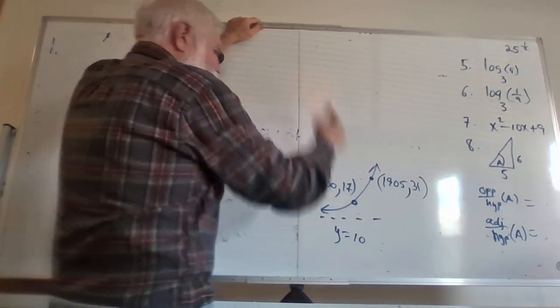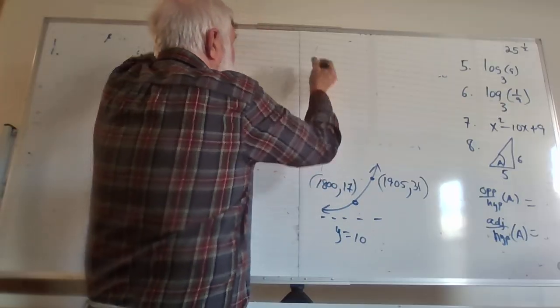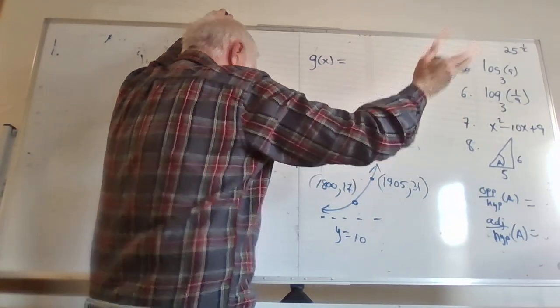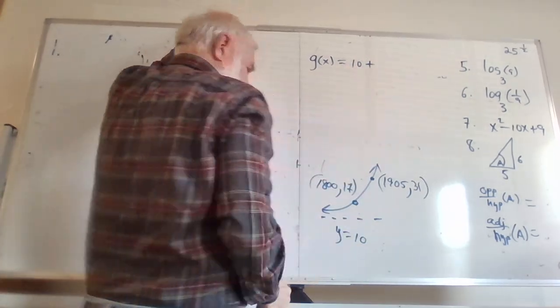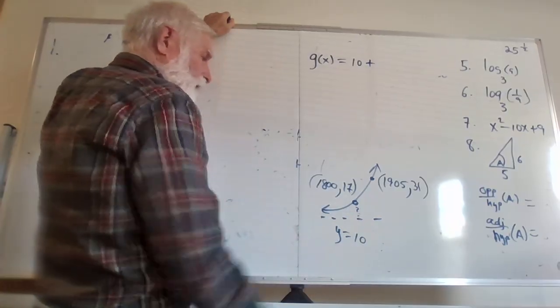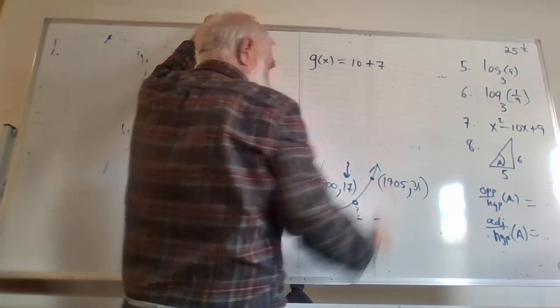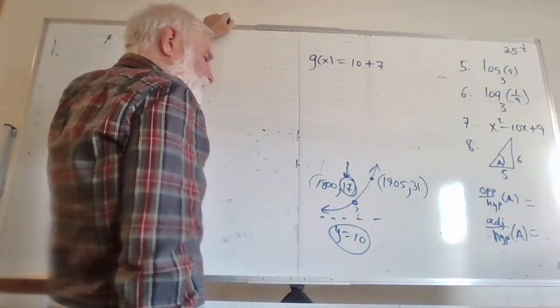All right, so what do I see? I see that I have a graph that's above 10. Let's call it g of x. Might as well introduce something. G of x, let's call it above 10. Then the question is how much? How much am I above 10 to get to 17? Sure looks like I'm going up 7 units. Okay, I can see 10. I can see 17 now.